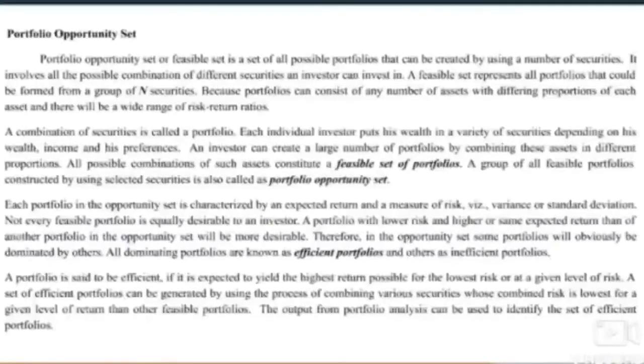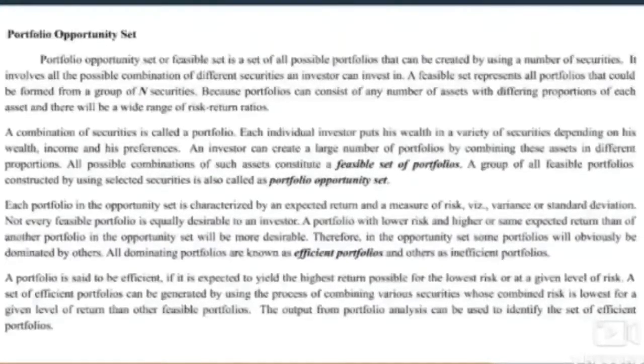A portfolio with lower risk and higher or the same expected return than that of another portfolio in the opportunity set will be desirable. Therefore, in the opportunity set, some portfolios will obviously be dominated by others. All dominating portfolios are known as efficient portfolios and others are inefficient portfolios. So, this concept we are going to be seeing in detail in the Markowitz model.